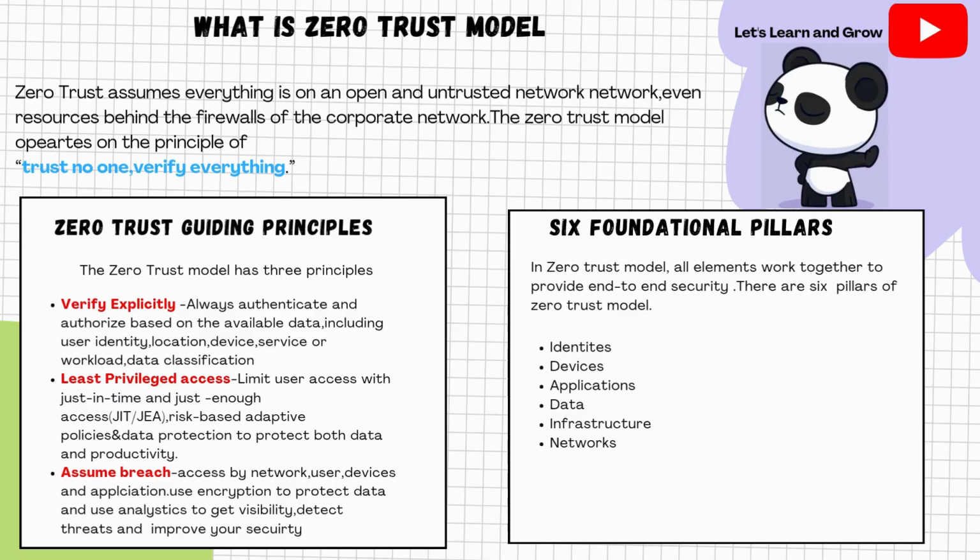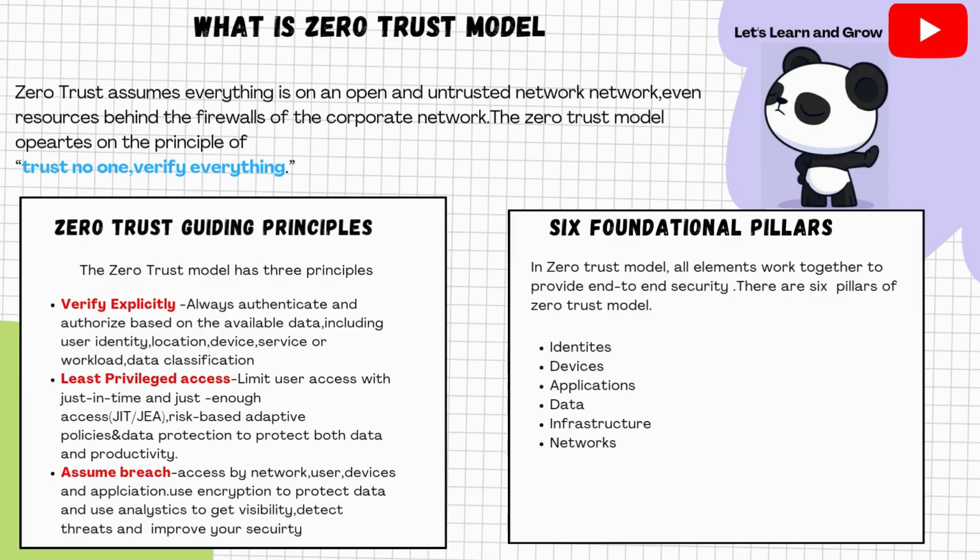In this slide, we will understand what the zero trust model is. Zero trust assumes everything is on an open and untrusted network. Even resources behind the firewalls of the corporate network are not trusted. The zero trust model operates on principles and foundation pillars. Let's understand the principles. There are three principles: verify explicitly, least privilege access, and assume breach.